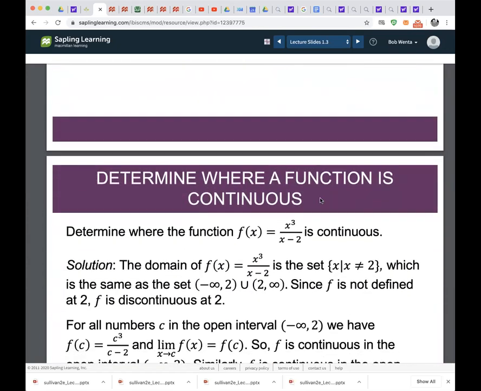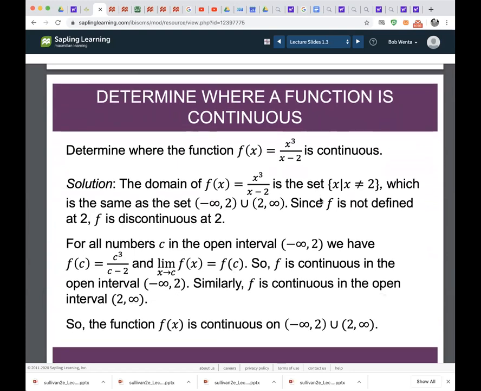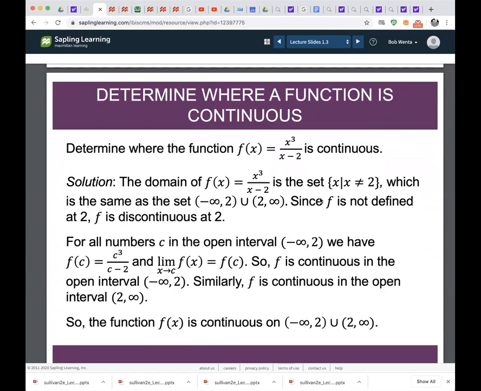Okay, and then determine where the function is continuous. Check this out. So you can see this has a denominator. The only place where it's not continuous, not a valid number in the domain, is at x equals 2, because 2 would cause the denominator to be equal to 0. Therefore, the set negative infinity to 2, union 2 to infinity. That's saying everything but 2. It's continuous there. That's in the domain.